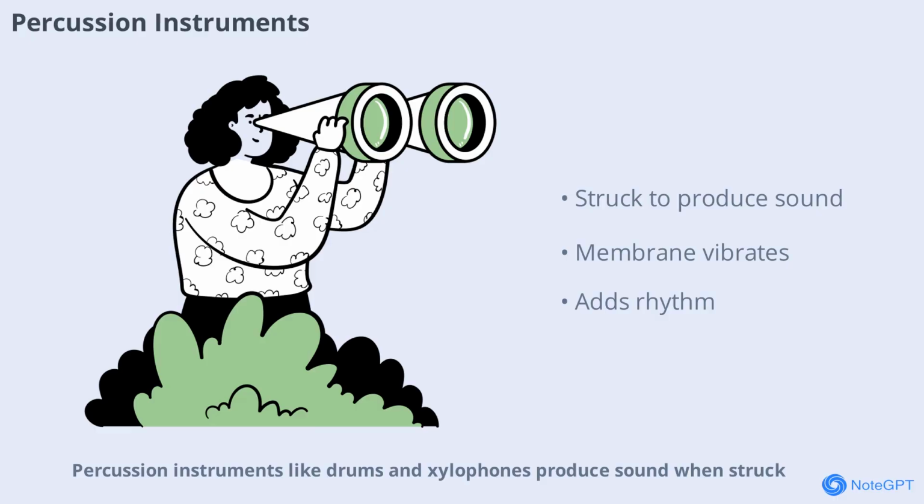Percussion instruments like drums and xylophones produce sound when struck. The vibration of a membrane or solid surface creates sound waves. The size, shape, and material of the instrument affect the pitch and loudness. Percussion instruments add rhythm and excitement to music, making them essential in many styles.